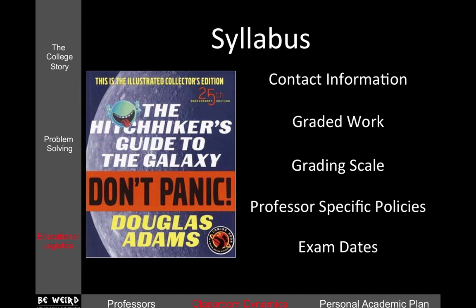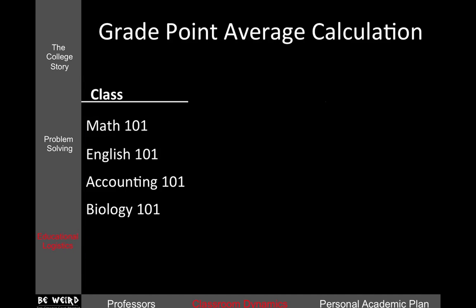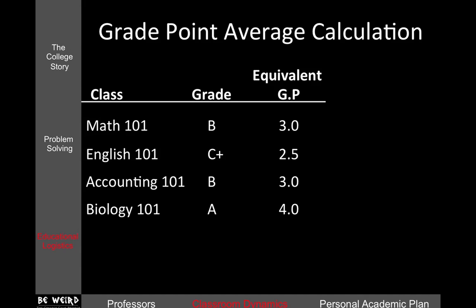Next classroom dynamic deals with the grade point average. Let's take a look at the end of Liz's first semester and take a look at her grades. The first thing you need to understand is how to convert a letter grade to a grade point equivalent. Most people understand this as the 4-point grading scale. But every university does this a little different. Some use a 4-point grading scale with an A equaling a 4.0, a B a 3.0, and a C a 2.0. Some will give you 2.5s, some will allow 2.75s.